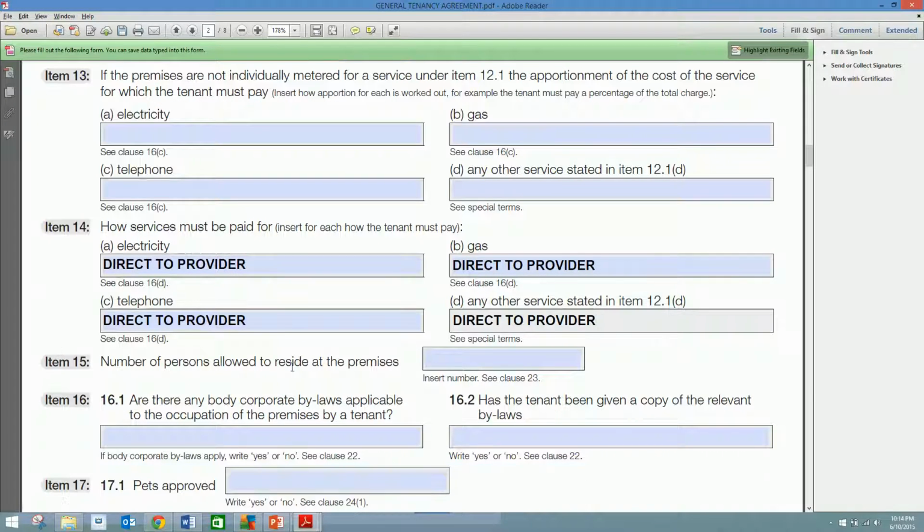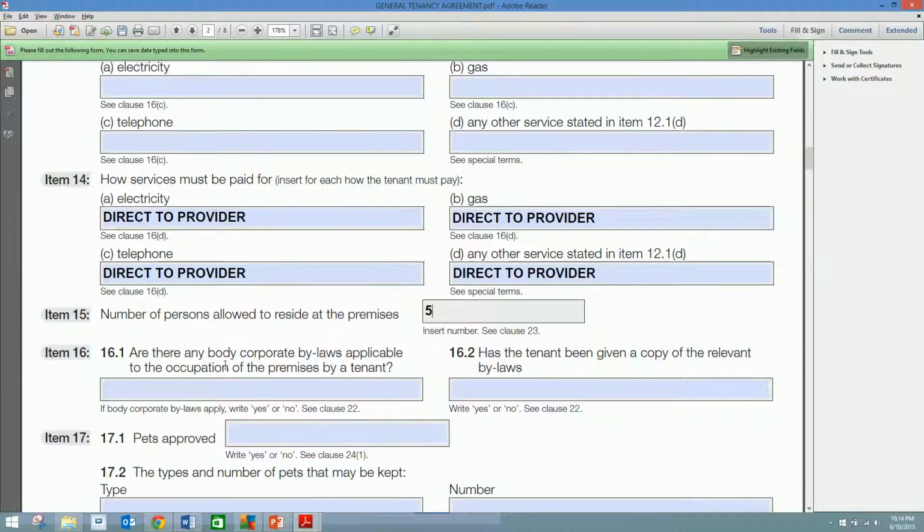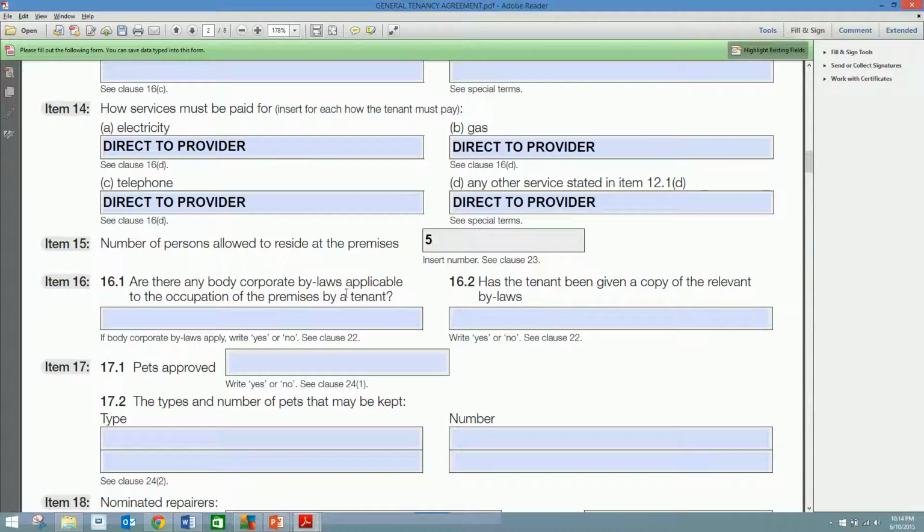Item 15, the number of persons allowed to reside at the premises. Well, it's a 3-bedroom home, so we're going to say that 5 people are allowed to stay at the home. So Michael and Carl might rent out another room and have an extra person in the house. Are there any body corporate bylaws? Body corporate applies when you live in a complex, generally, not so much to individual houses. So we can say no, and therefore 16.2 is not applicable. We haven't been given a copy of the bylaws because there are none for us.